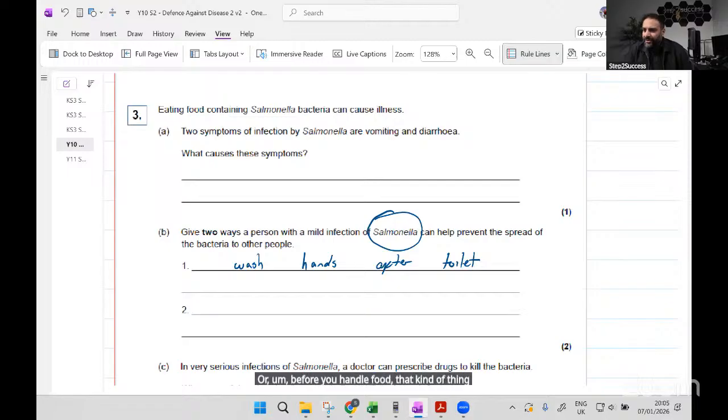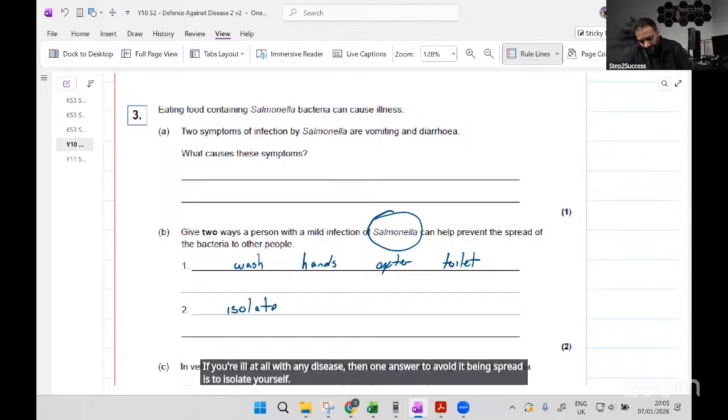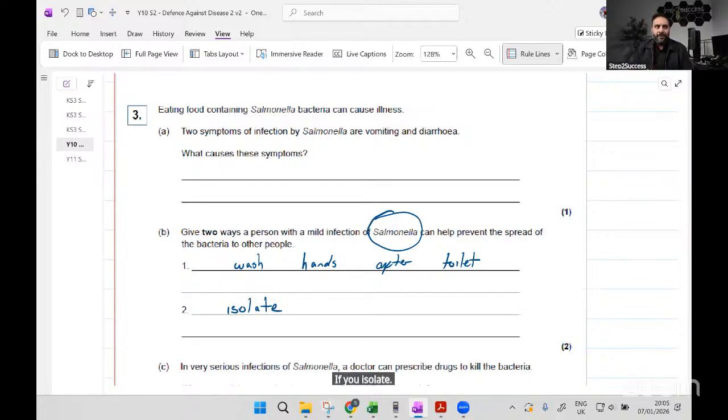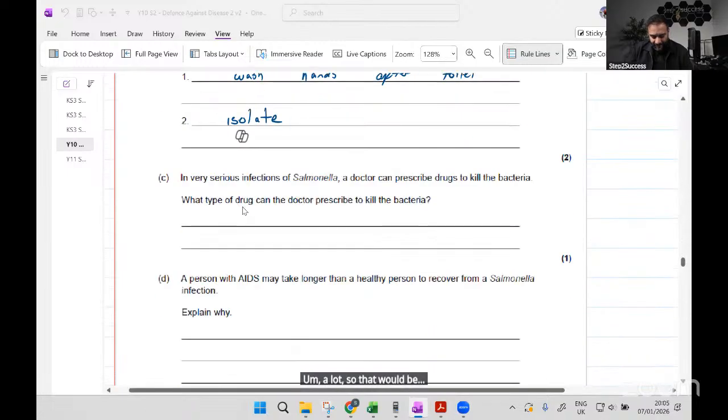In general, if you're ill at all with any disease, then one answer to avoid it being spread is to isolate yourself. If you isolate, there is no way of you passing it on to another person. That's why during COVID we were told to isolate a lot. So that would be a sensible answer to that question.